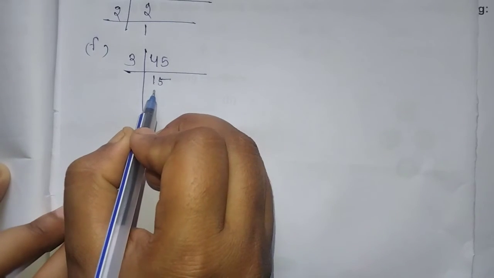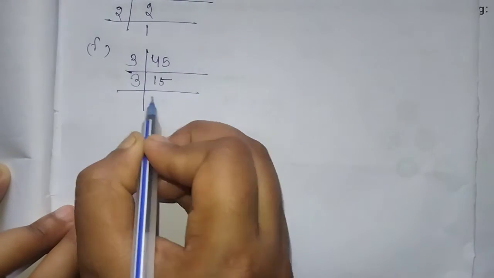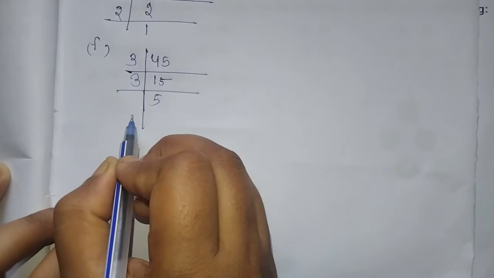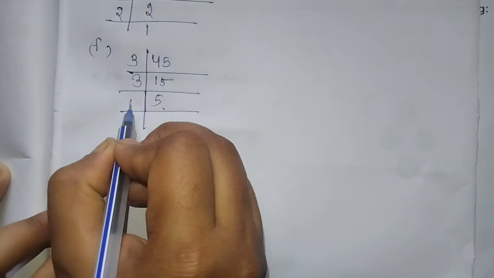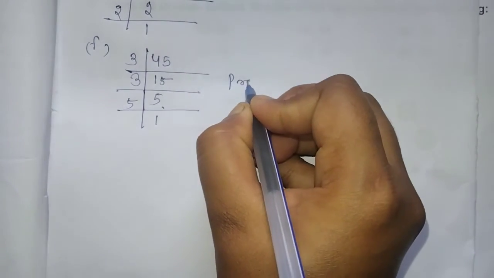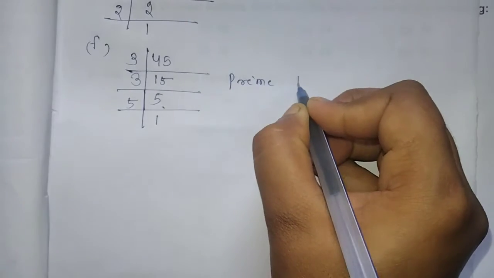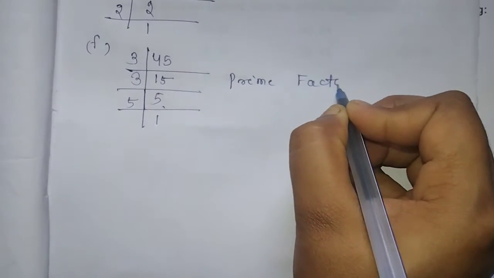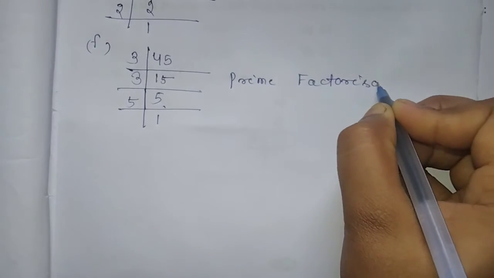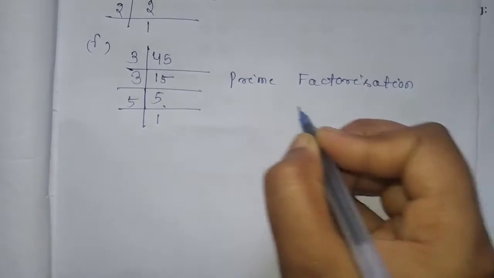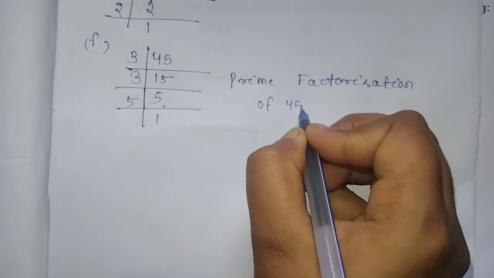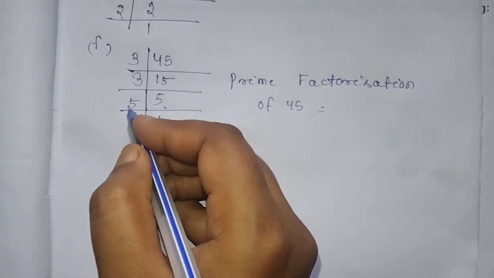Then divide 15 by the prime number 3. 3 5s are 15. Then divide 5 by the prime number 5. 5 1s are 5. So prime factorization of 45 equals 3 into 3 into 5.